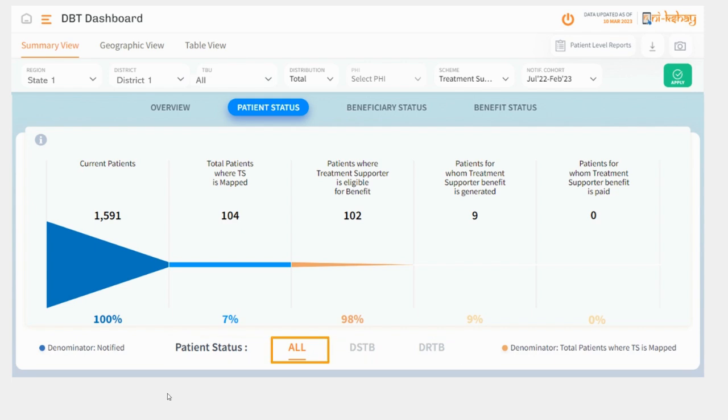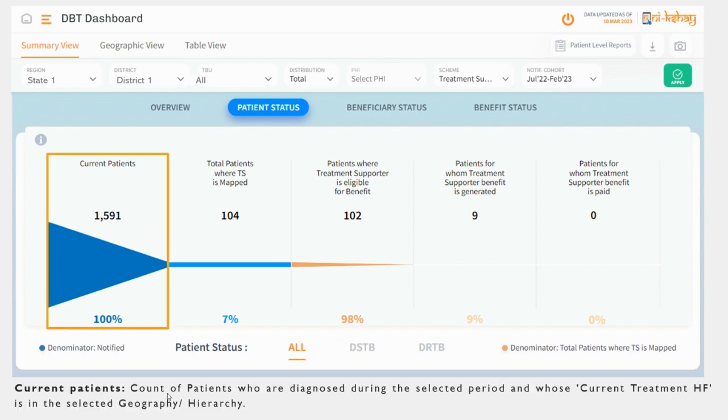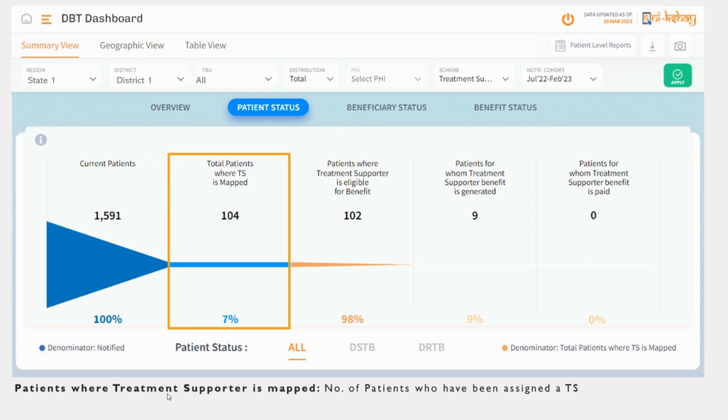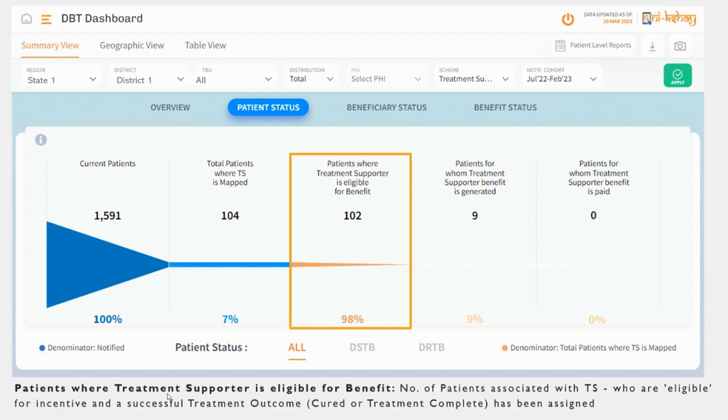There are 1,591 current patients in this district who are diagnosed during the selected period and whose current treatment health facility is in the selected district. Out of this, treatment supporter has been assigned to 104 patients. The next indicator of 102 is the number of patients for whom the assigned treatment supporter is eligible to receive the incentives under the scheme.